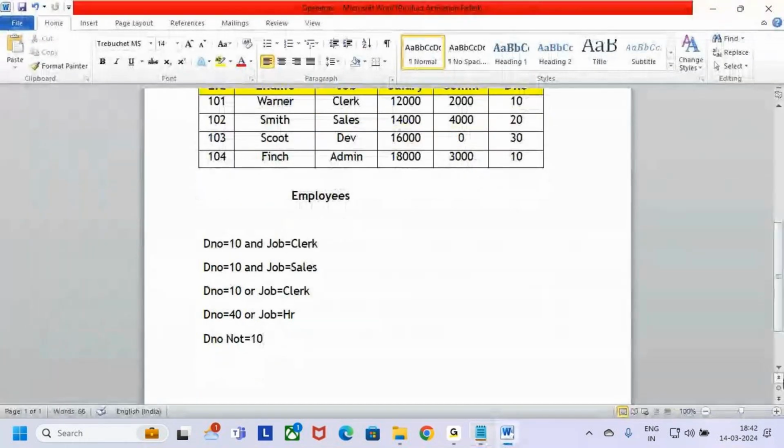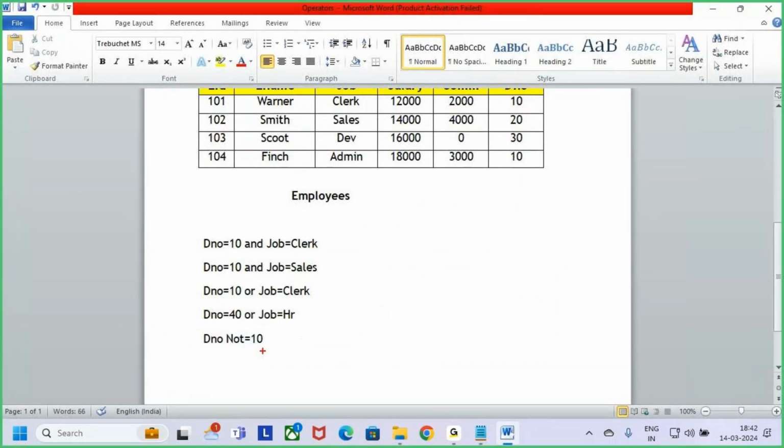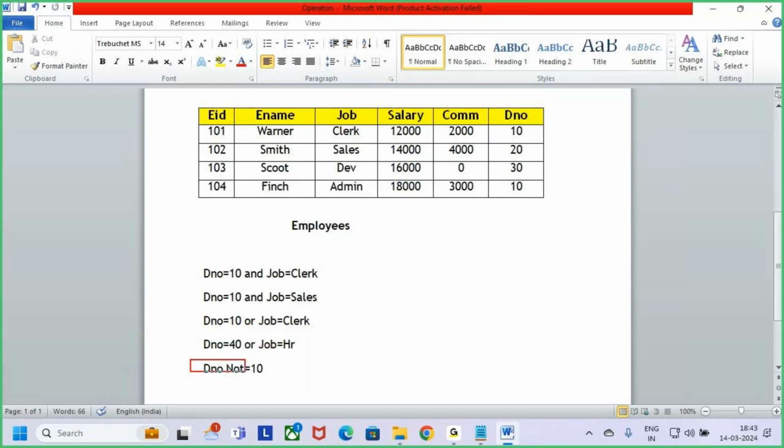So let me explain here. Now see, my requirement here is I want to find out the employees where the department number is not equals to 10. Now see, how many employees are there where the department number is not equals to 10? These are the two employees. One is Smith and second is what? Scott. So the input is what? Department number not equals to 10. Not equals to 10 means these are the two employees. Where the department number equals to 10, these two employees will get, Finch and then Warner.